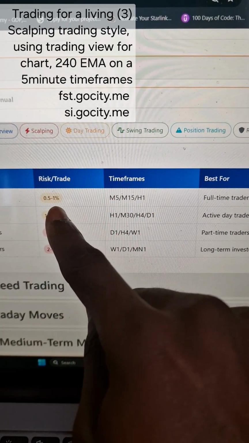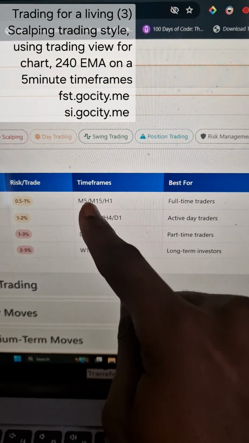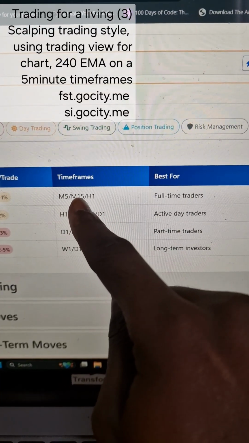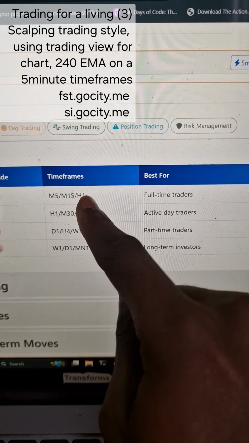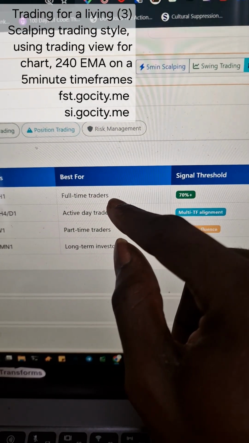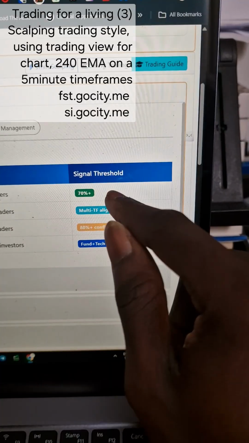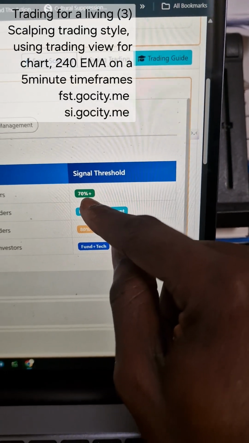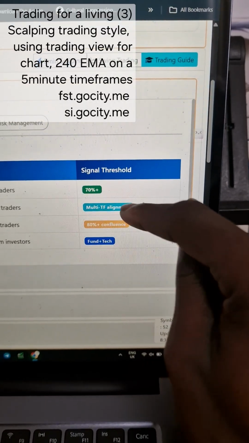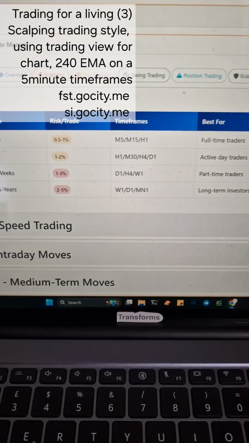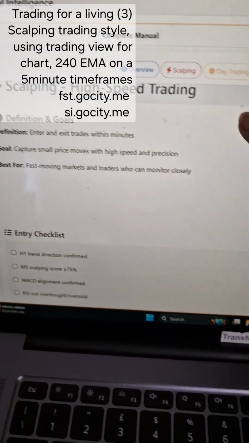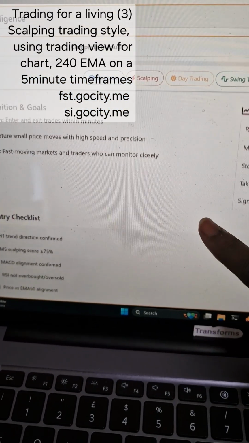risk 0.5% of your account and follow using 5 minutes, 15 minutes and 1 hour time frame. Best for full-time traders, meaning you have to monitor the market, and the signal threshold should be 70% and above. That's why we have the 70 plus. And if I click on the scalping, you can see more or less the documentation part of it.